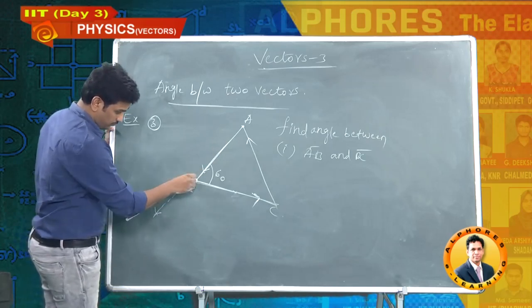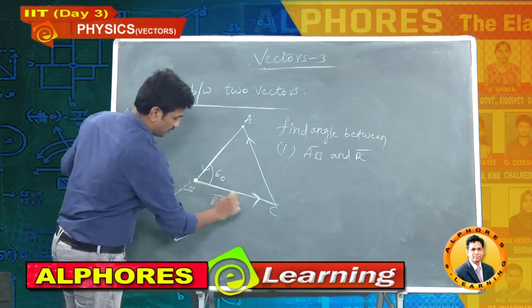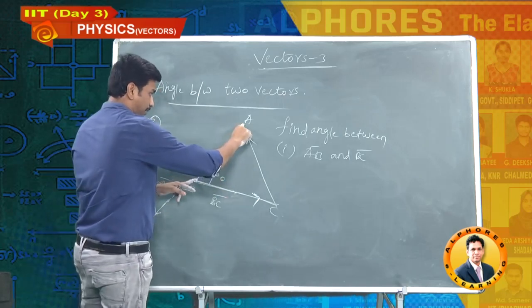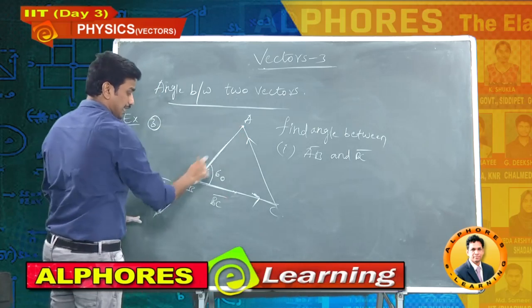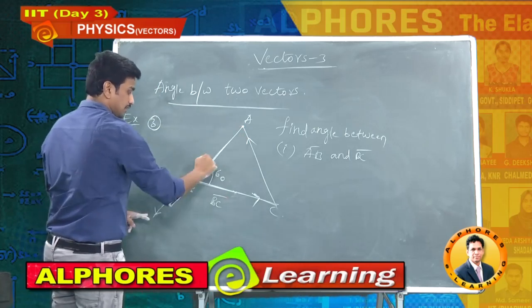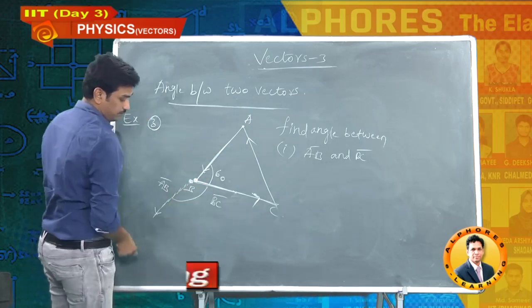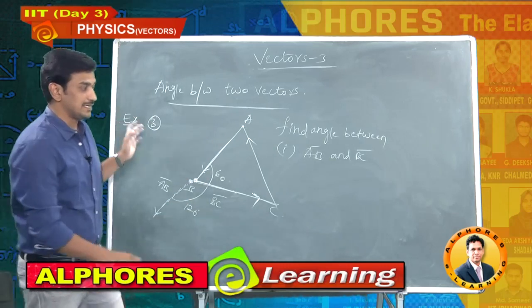This is now AB bar. This is now BC bar. Two tails. This AB bar shifted to here. Tail, head. Tail comes to here, head comes to here. Shifting. Now what is the angle between AB bar and BC bar? 120 degrees is the answer.